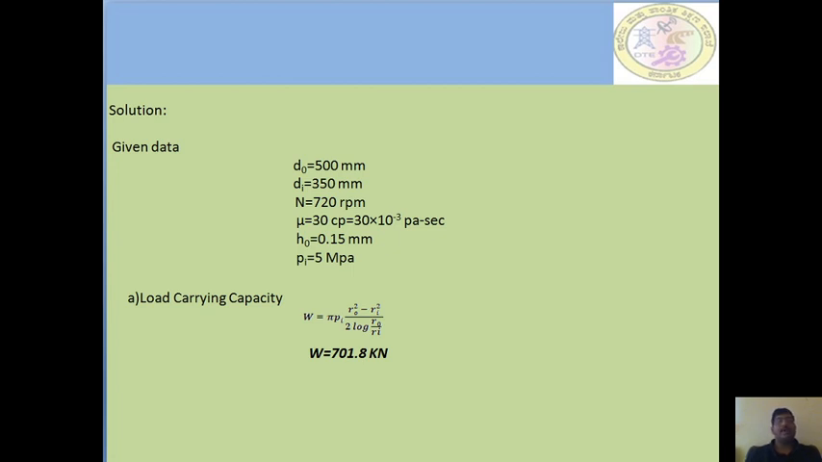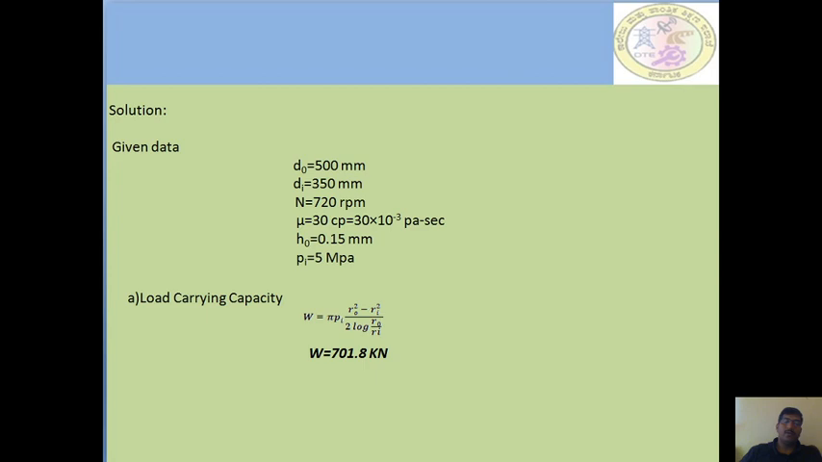First we have to find the load carrying capacity. The load carrying capacity equation is already given in the data handbook, and we already derived it in session 2 also. That equation is W equals pi Pi into R naught square minus Ri square, divided by 2 log of R naught by Ri.